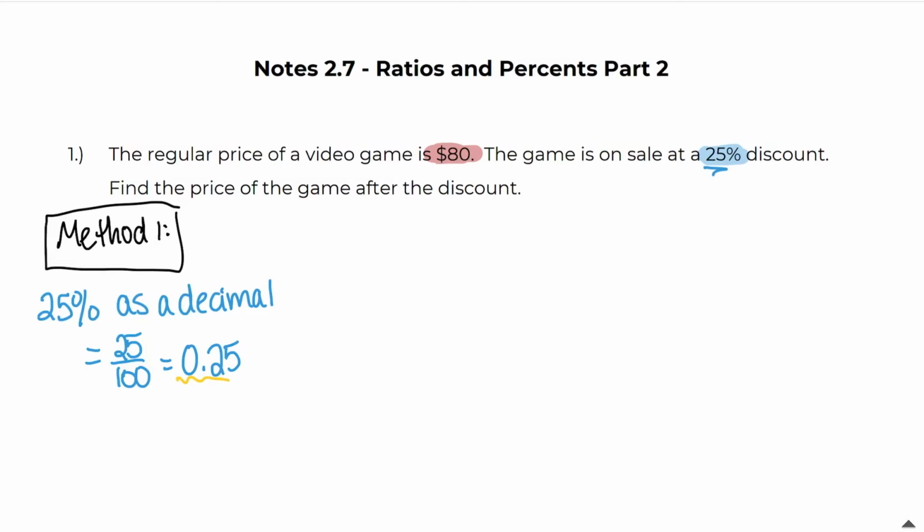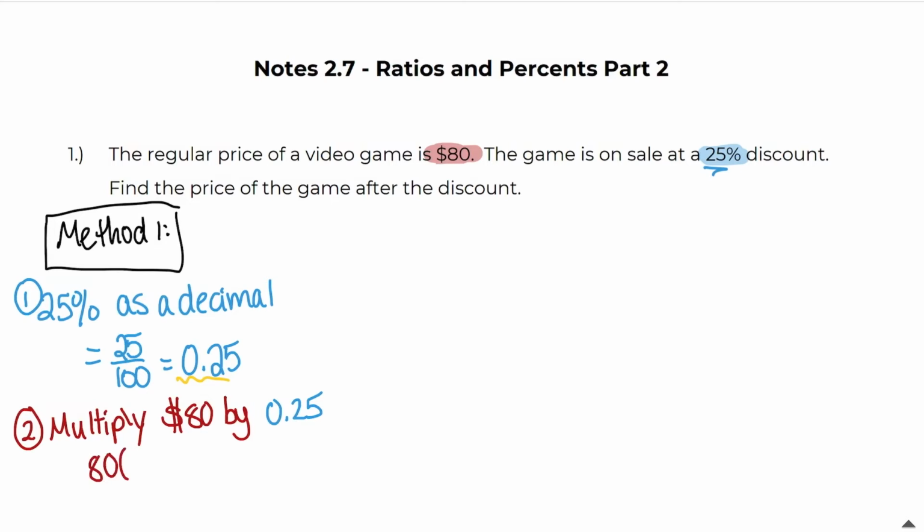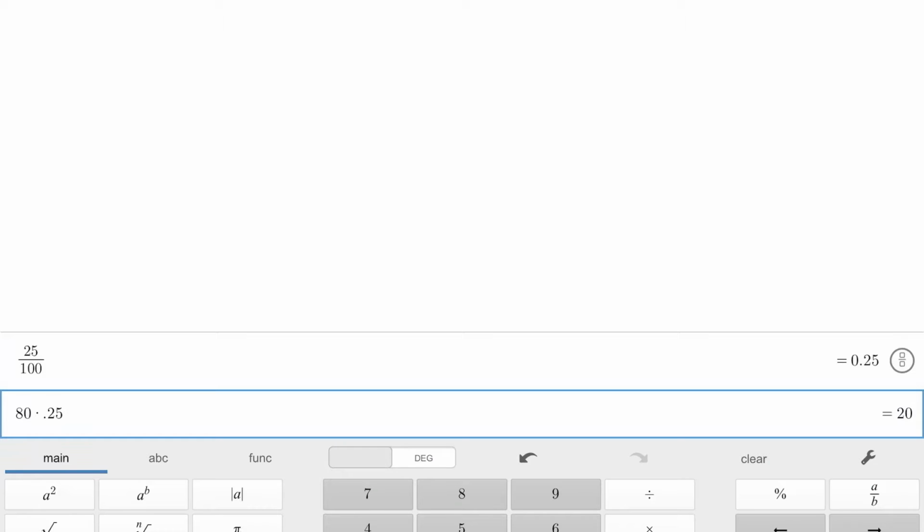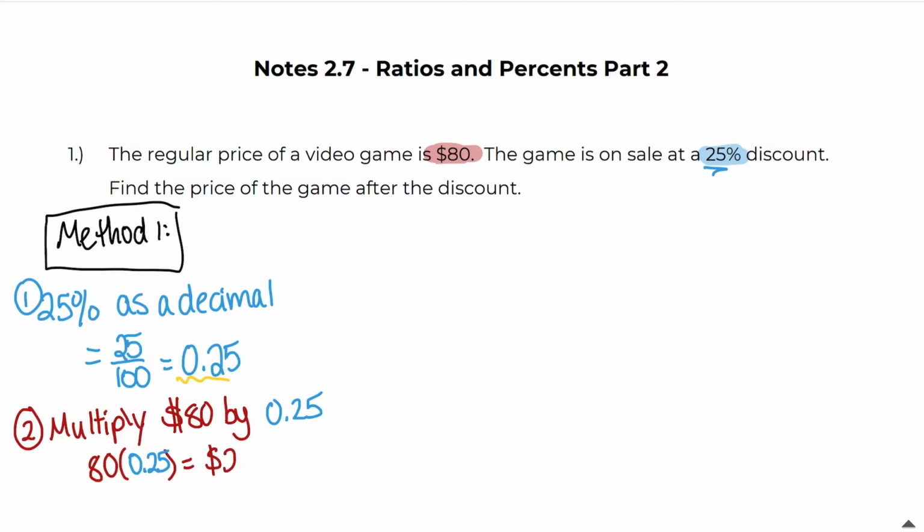Then the next thing I need to do is multiply $80 by this 25% as a decimal, which is 0.25. So we write 80 times 0.25, and when I put that into my calculator, I get $20. This should make sense because 25% is a quarter of the amount and $20 is a quarter of 80.